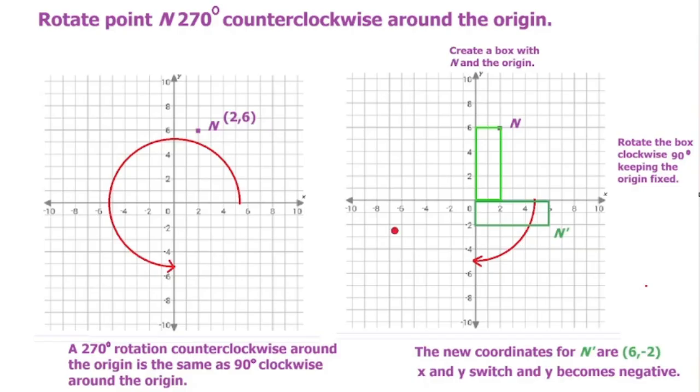So we had 2, 6. Now we switch those two. 6, negative 2. The Y becomes negative. And that's how you do that type of problem.